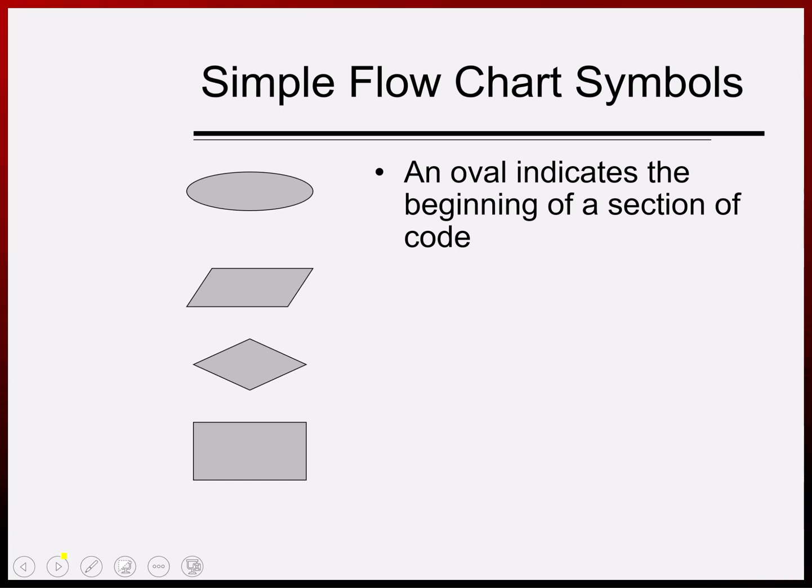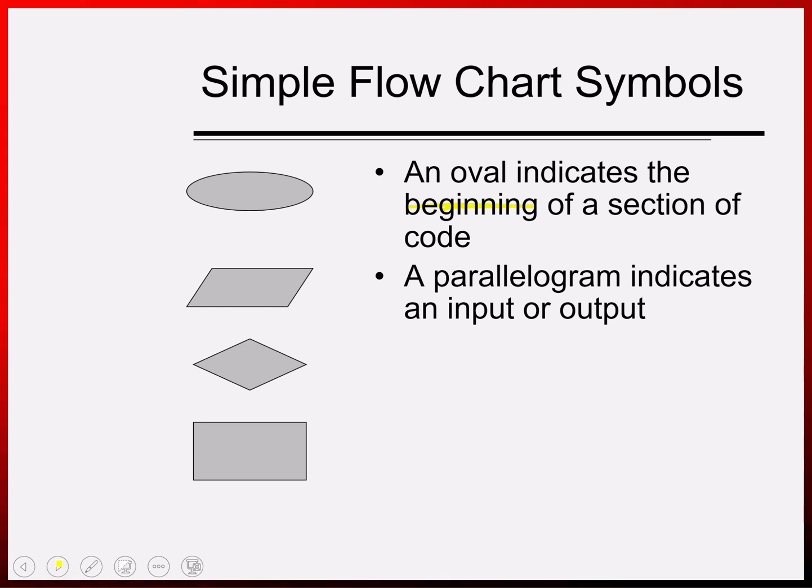Okay, so an oval here is going to indicate the beginning and the end of a section. So before you start your code, you can just say start, and then when you're done with your code, you say end. Okay, your parallelogram is going to indicate whether you're going to have inputs or outputs. Your diamond is going to be your selection structures and your repetition structures.